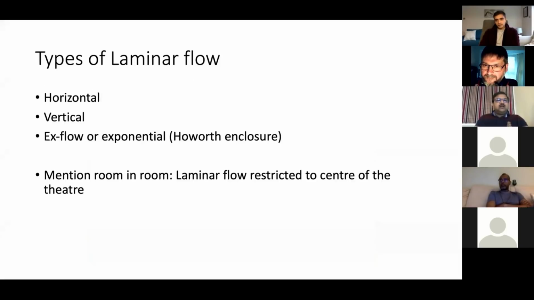We will come to that later. Now, the 3 types of laminar flow mentioned are horizontal laminar flow, vertical laminar flow, and the third one is Xflow or exponential flow, or the Howarth enclosure. At this point, you can mention a room-in-room concept: usually not the entire operation theater has a laminar flow system. It is a part of the operation theater just adjoining the operation table that has the laminar flow, which is the center of the theater.